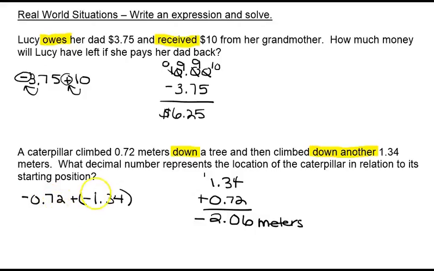And for the last problem, because it said 72 hundredths of a meter down, remember down represents negative, and then climb down another, that's going to be another negative. The signs are alike, so I added, and keep the sign. And the reason we're keeping the sign is because we have both negatives, so our answer would have to be negative. So the decimal that represents the location of the caterpillar would be a negative 2 6/100.